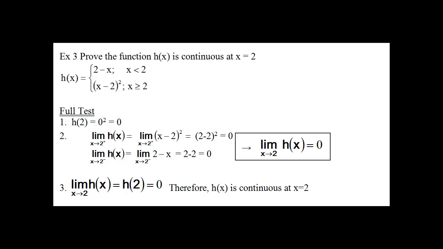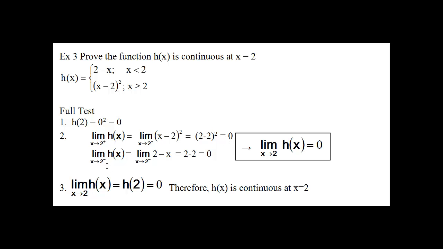The second part requires us to show that the limit as x approaches 2 exists. This means we need to find the left-hand limit and the right-hand limit. When x approaches 2 from the right side, all the values of x are greater than 2. We use the bottom equation when x is greater than or equal to 2. Plugging in 2 to solve the limit, we get 0.